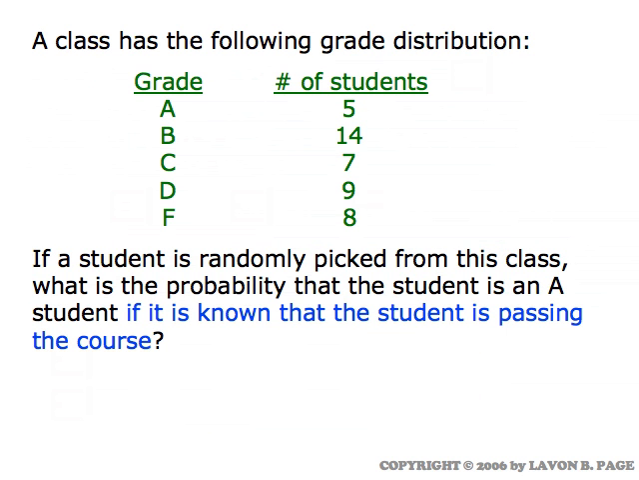Here's the grade distribution on a class of students. For each grade, A through F, we show the number of students that have that as their current grade in the class. If a student's randomly picked from this class, what's the probability that we get an A student if we know that the student is one who's passing the class?